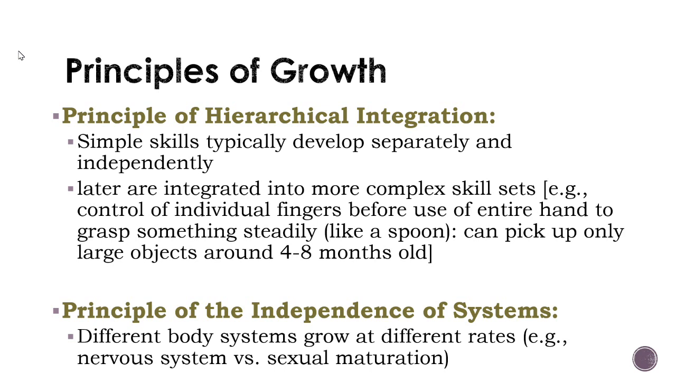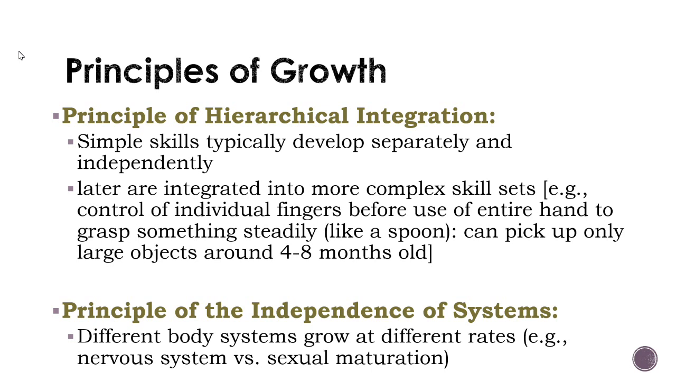All right, now the fourth one is the principle of the independence of systems. The reason you might get this confused with the previous one is because they both use the term independent, but they use them at different times. The principle of the independence of systems says these different body systems may grow at different rates and have nothing to do with each other.